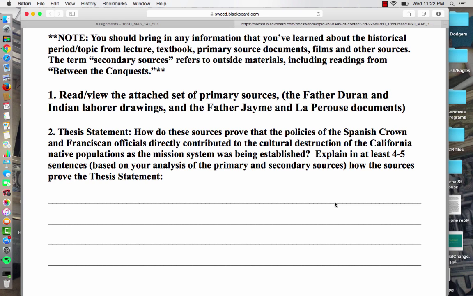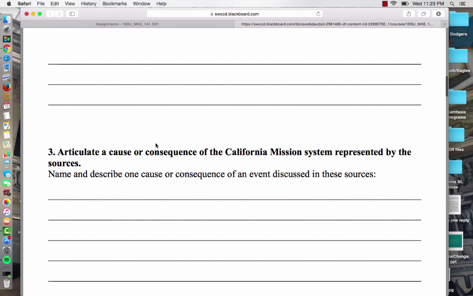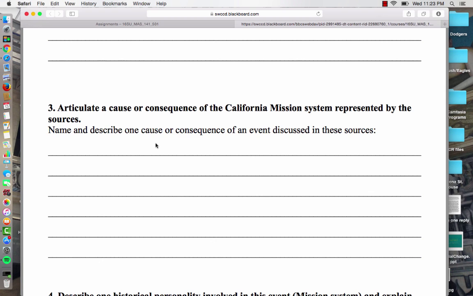So that's the first thing you have to write on. You explain in 4 to 5 sentences how all of these sources, the sources outlined here, prove that this statement is indeed true. Okay, parts 3 and 4 are a little bit easier, that is, in terms of answering the question.